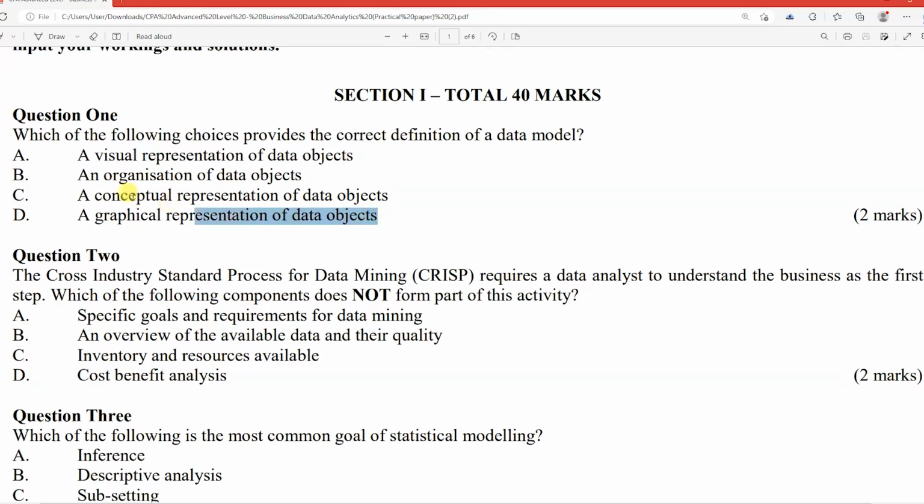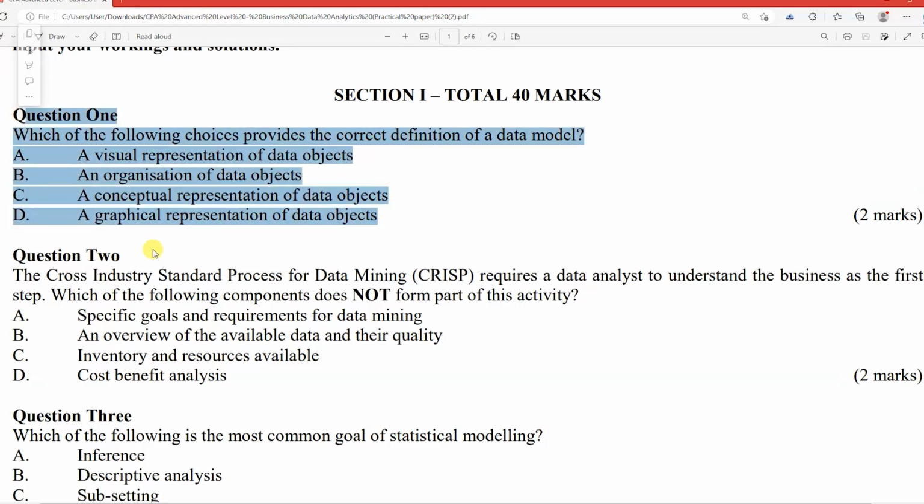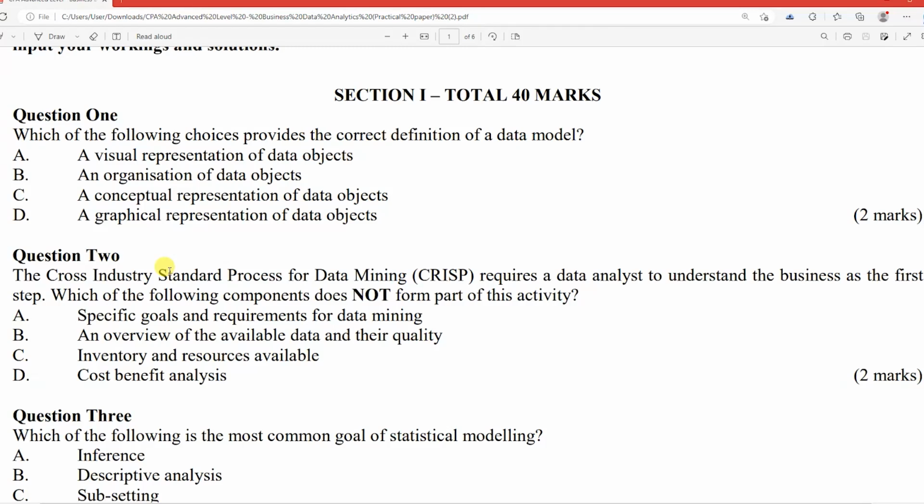question 1. Question 1 reads: which of the following choices provides the correct definition of a data model? A, a visual representation of data objects. B, an organization of data objects. C, a conceptual representation of data objects. D, a graphical representation of data objects.